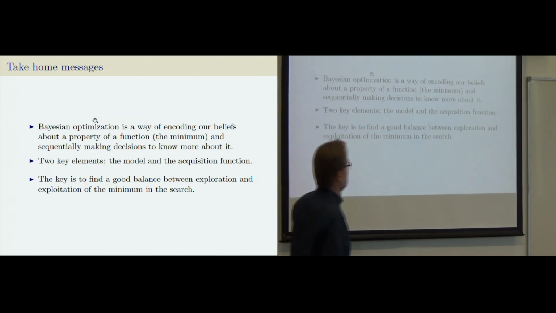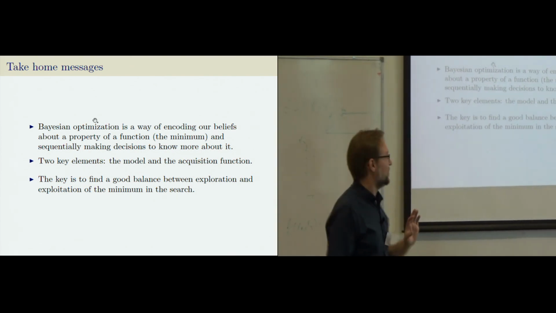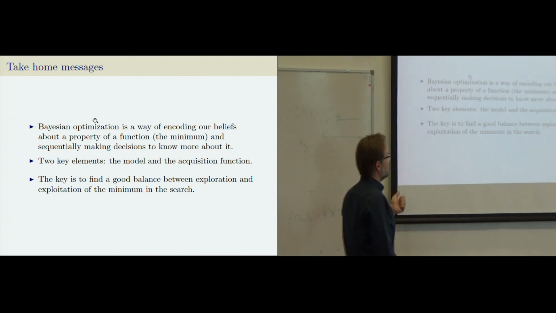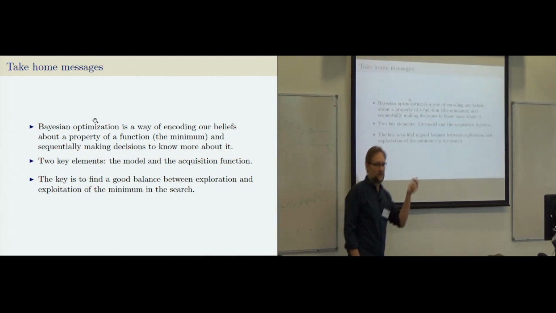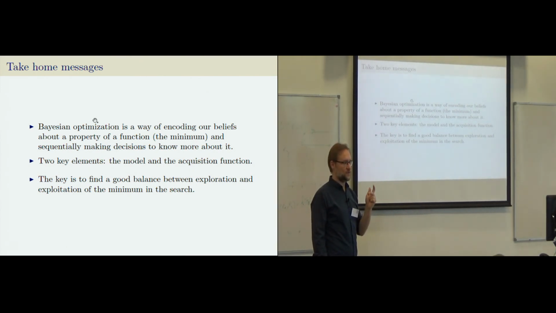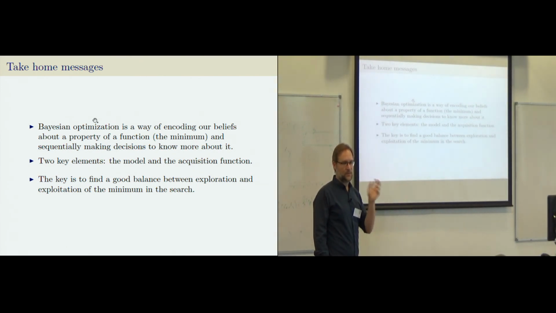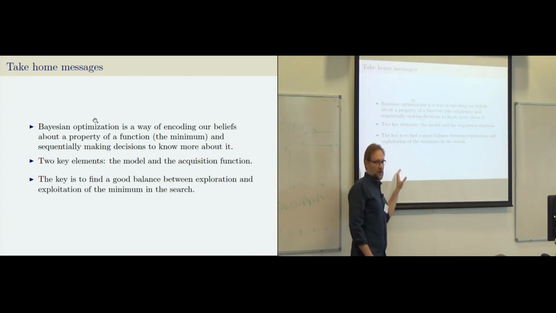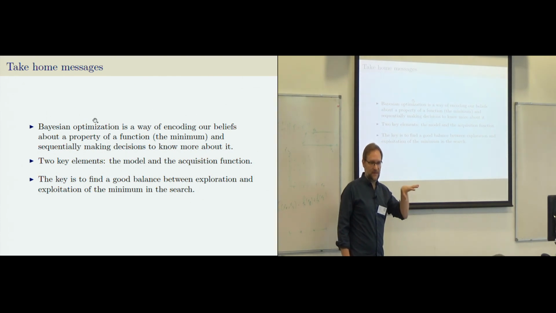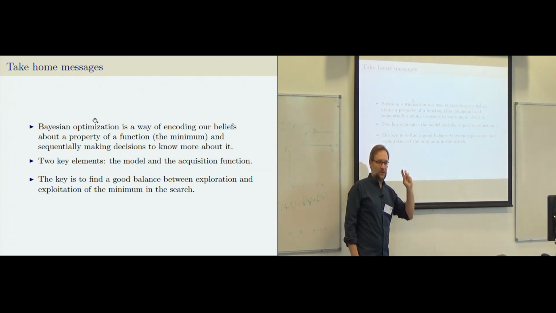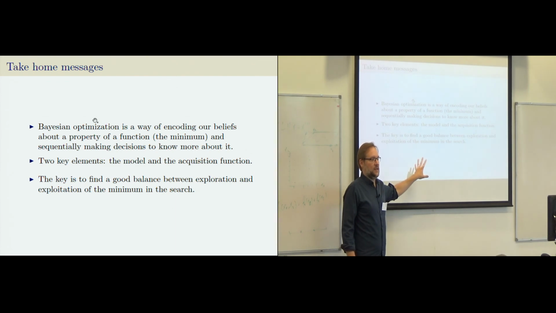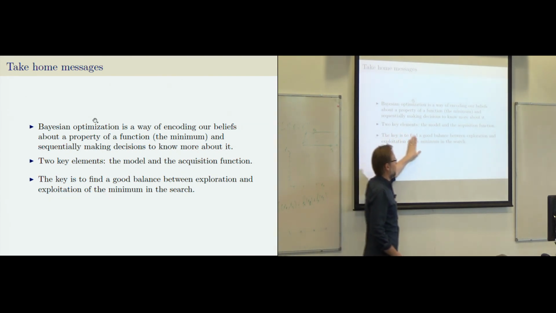Some take-home messages. We have been discussing many different things. Bayesian optimization is a way of first encoding your beliefs and using those beliefs to make optimal decisions with some target in mind. In this particular presentation, we have been optimizing the function, but tomorrow Maren is going to be talking about how to use similar ideas, instead of computing the optimum of f, for computing the integral of f, right? Key elements: the model and the acquisition.